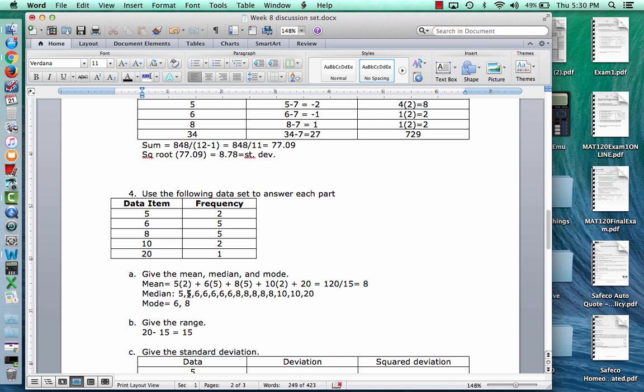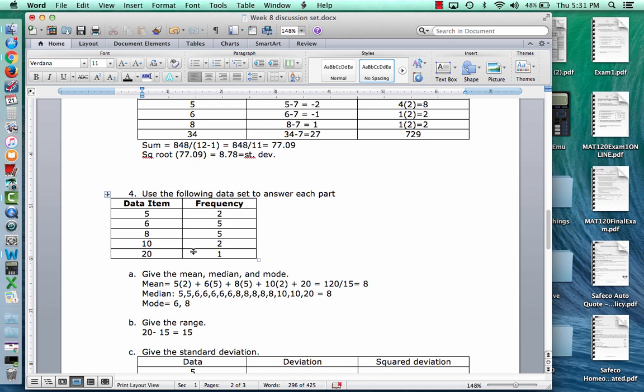So the median, if I cross off till I get to the middle, there's 15 values, so this should be an odd number. So if I cross off the 5 with the 20, the 5 with the 10, the 6 with the 10, the 6 with the first 8, the 6 with the next 8, the 6 with the next 8. Let me think. 1, 2, 3, 4, 5, 6, 7, 8. The median should be 8. So median 8. All right, that's the one in the middle right there.